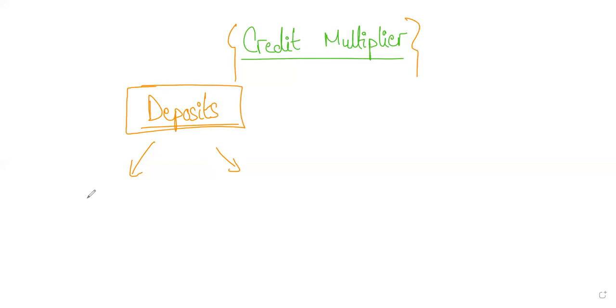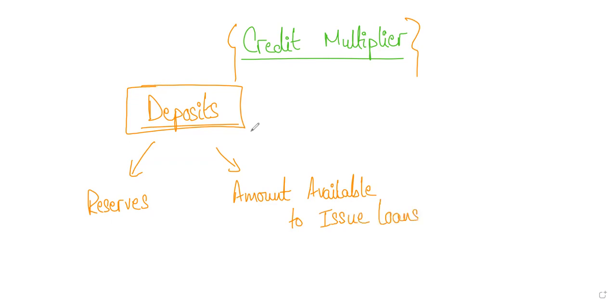One is known as liquidity ratio, or let's use the word reserves, right? I'll tell you what the purpose of that is. And the second category would be known as the amount available to issue loans. Students, is this clear so far? So out of the total deposits that a bank has, it will split its deposits in two categories or groups. One category would be defined as reserves. You can also call this liquidity ratio, because this is what we'll be using again and again.